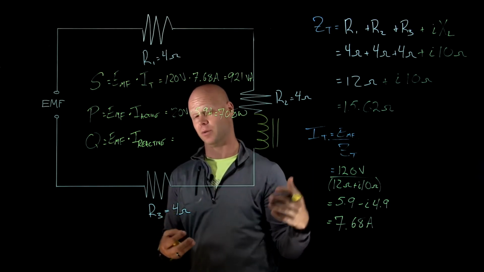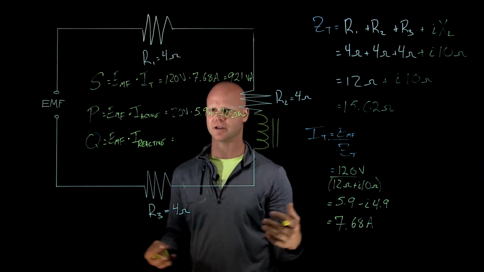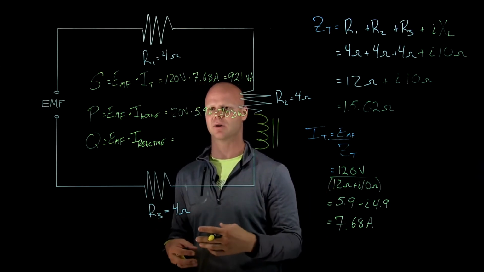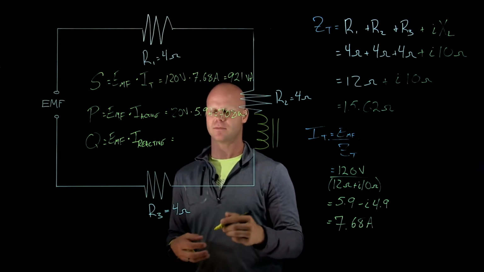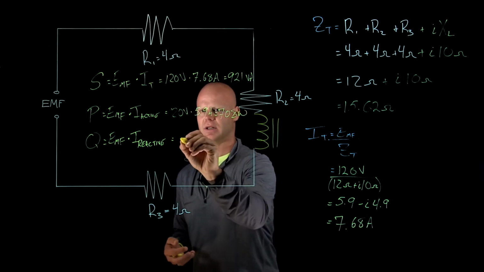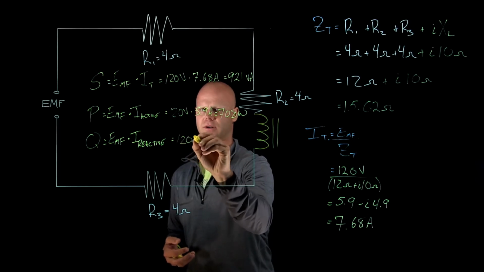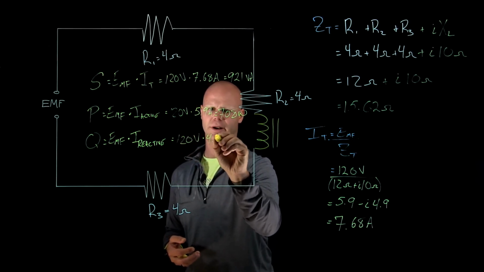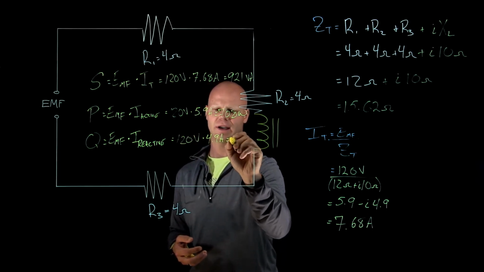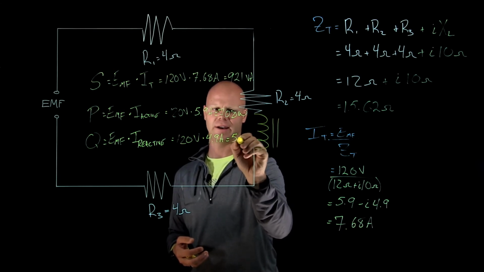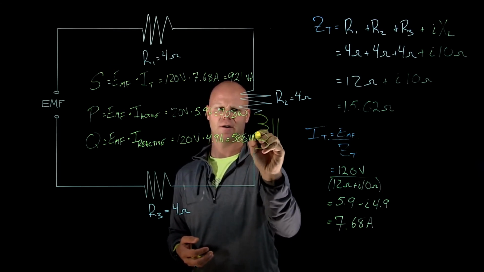Because if it was a capacitor, that's storing energy. That's, in a way, giving back to our system. We have to deal with that appropriately. So 120 volts times 4.9 amps, I end up with 588 VAR.